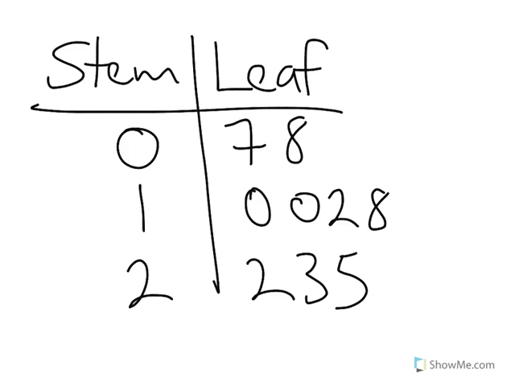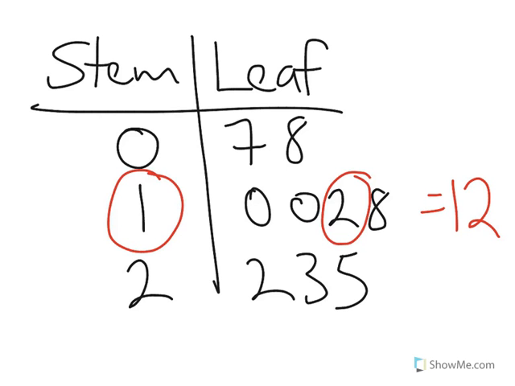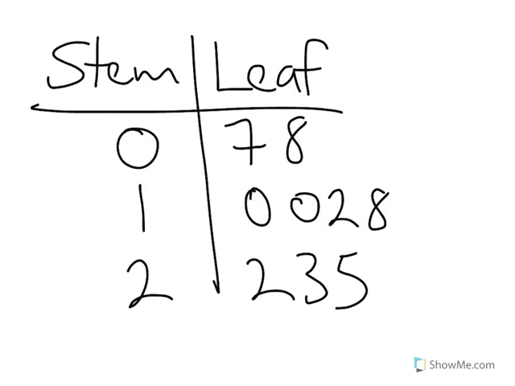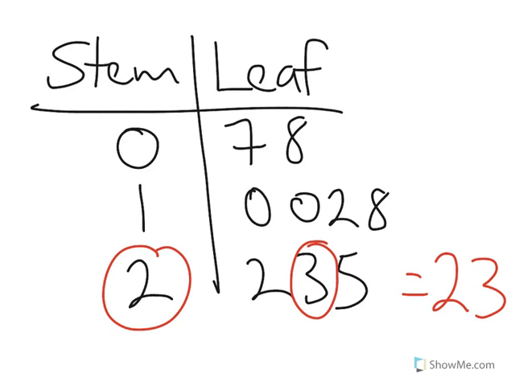Okay, the next question asks us about stem and leaf plots. This is question 4. Before we can find the median, we need to know what all of these numbers mean. If I take this number, for example, in a stem and leaf diagram, that number is equal to 12. You get the 1 from the stem and the 2 from the leaf. So if I was to take this number, it would be 23, where I get the 2 from the stem and the 3 from the leaf.